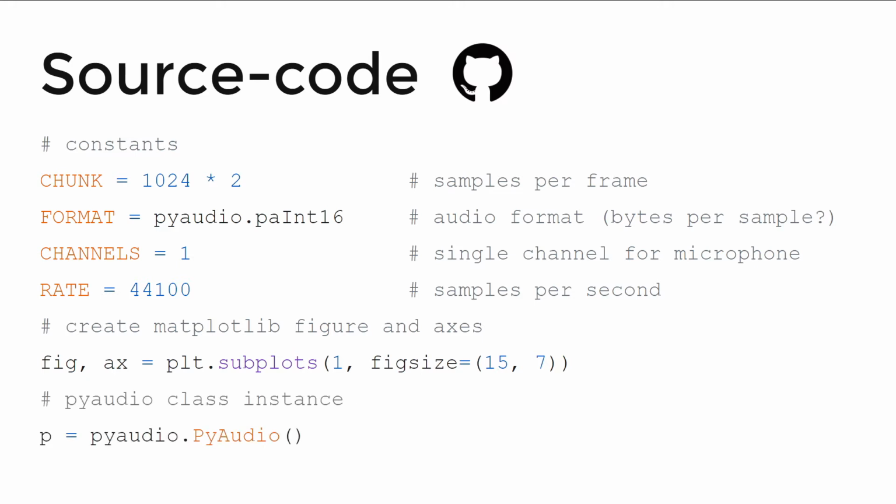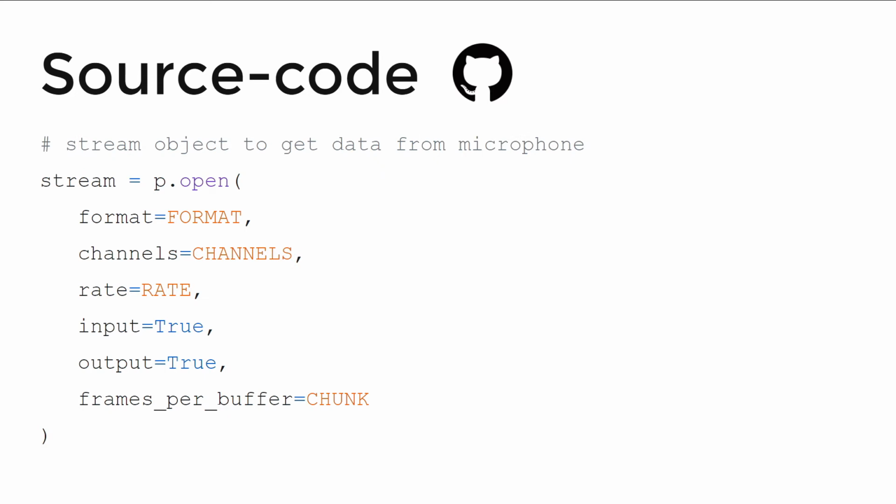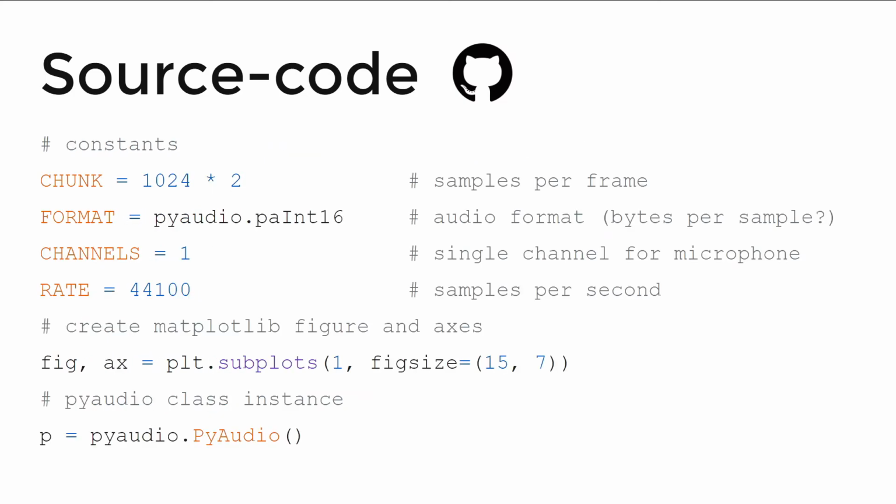And the pyaudio tool, p equals pyaudio dot PyAudio. You have learned this in the pyaudio section, I mean, the voice recorder section. So next, streaming the object to get data from the microphone. If you take a look at the GitHub repository, you can understand the code because I have explained each and every line individually. So format, channels, and all are the same as we have created in these constants.